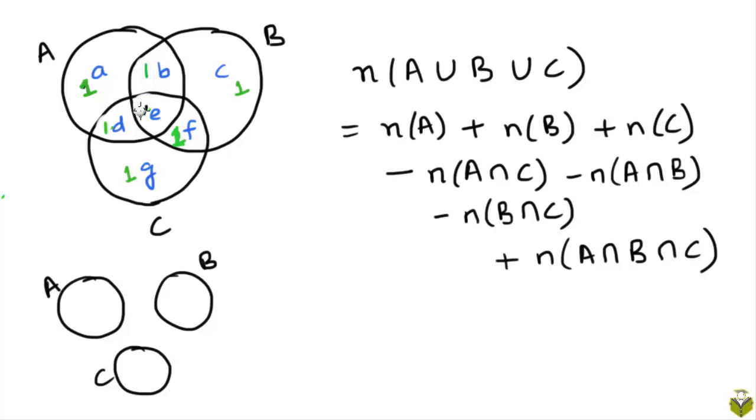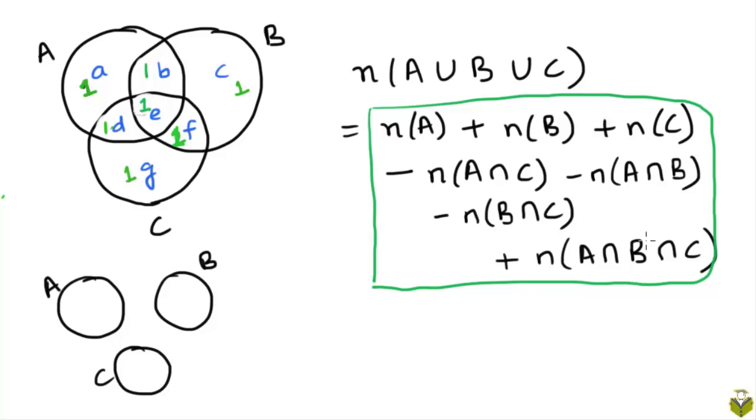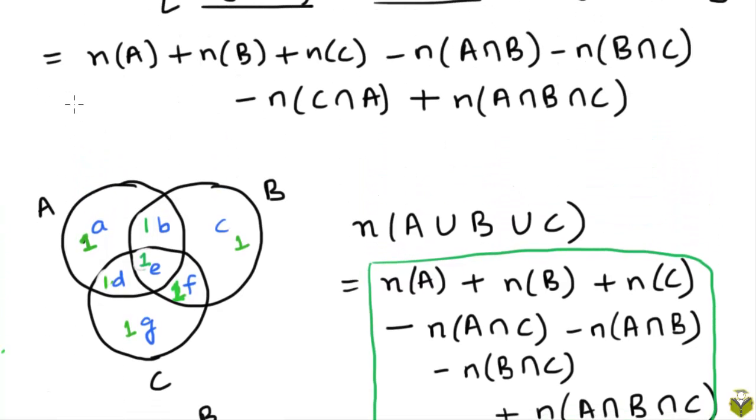So by doing so, by adding them back in, we would be now increasing their count to 1. And now finally, every region has been counted exactly once in the formula that we have over here. And you can see that this is the same formula that we derived above.